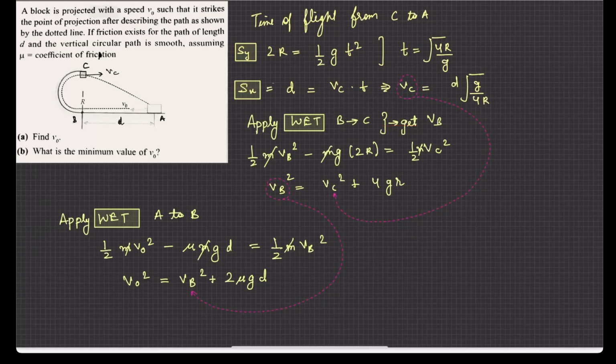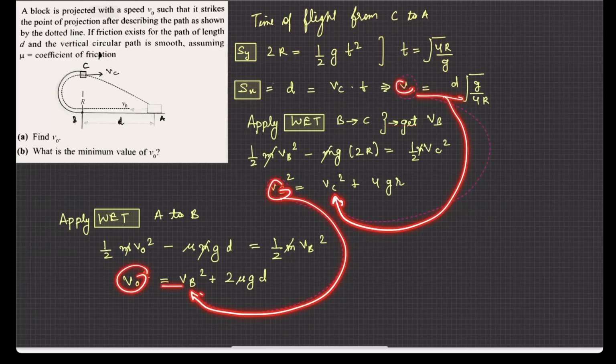Okay, so we'll apply the work energy theorem from A to B. Initially at A, my kinetic energy is half m V naught square at this point A. From here to here, the work done by friction will be consuming this kinetic motion, it will be opposing this kinetic motion. So this is my initial kinetic energy minus mu mg into this d, minus mu mg d, is equal to half m VB square. From here, the VC that I have already calculated gives me the value of this VB, and finally I put the value of VB here to get the value of V naught square.